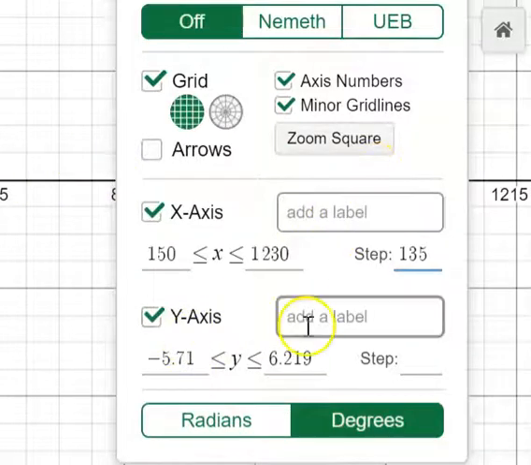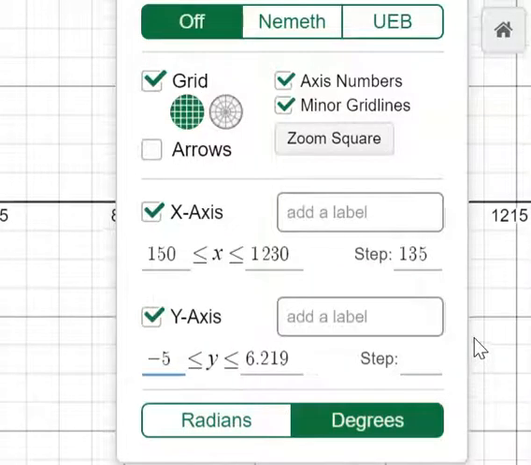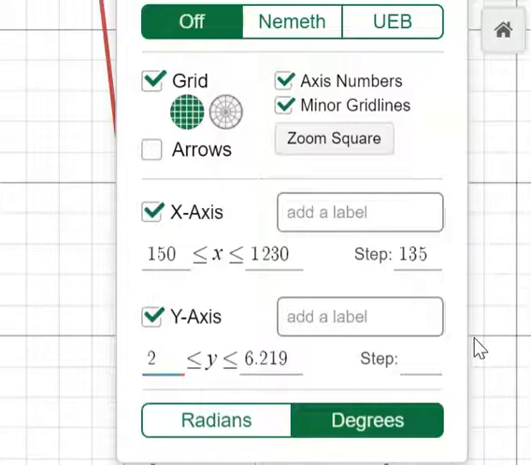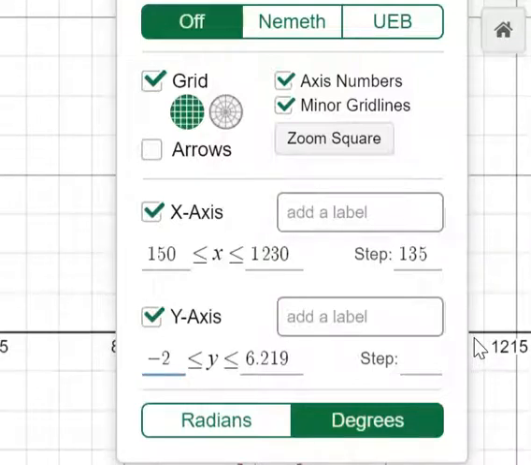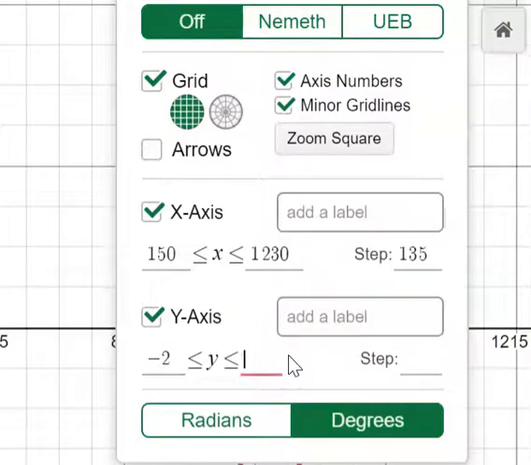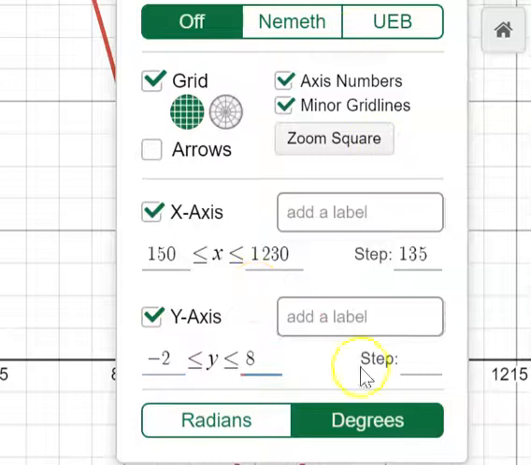Okay, then for your y-axis, we have to adjust that. What is the lowest my graph's going to go if I'm going to start at 3 and go down 5? Start at 3 and then go down 5. I said it backwards, sorry. -2, thank you. And then for my y max, if I start at 3 and I go up 5, what would that put me at? 8. Okay?